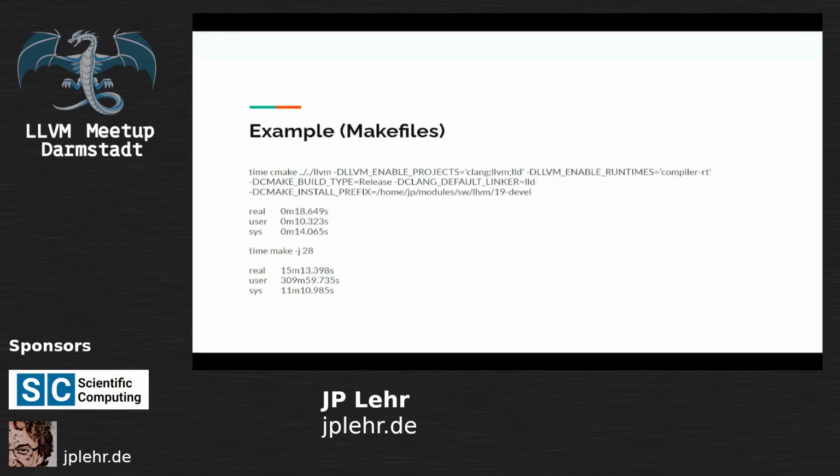Okay, so here is just a quick example, and I don't know if you can actually read this. The only thing that I did here is I just played around with some of the flags and basically how we do that on the build bots sometimes. So I just do a CMake with nothing spectacular. Clang, LLVM, LLD. I only enable the compiler-rt runtime here. I use Clang, default linker is LLD, and I build release mode. We configure about 18 seconds and then we build with 28 threads on a desktop machine for like 15 minutes, if we're just using regular makefiles or the Unix makefiles generator.